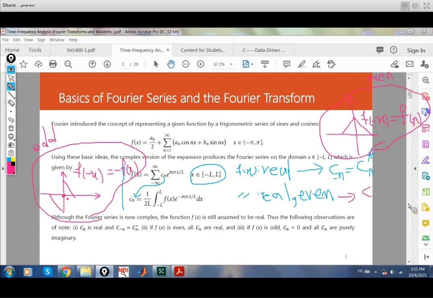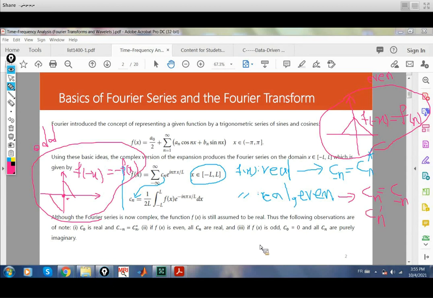Real and even, we can write like this. For even, we can write this. For real, we can say that the conjugate of Cn is equal to itself.